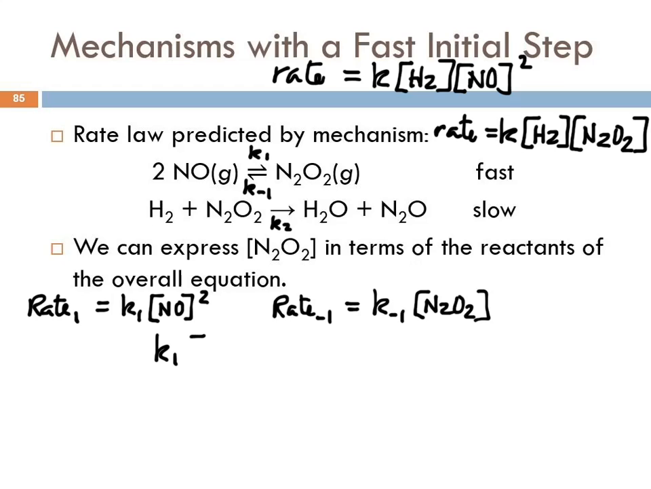So K1 times NO squared must equal K minus 1 times N2O2. You okay with that? Yep.